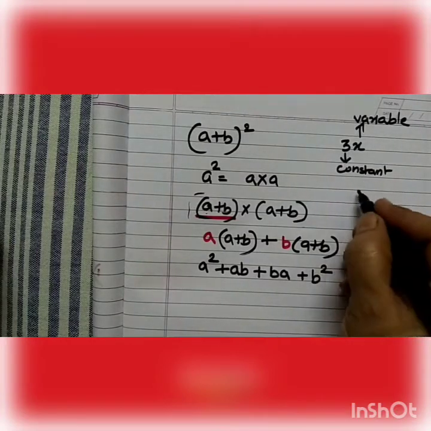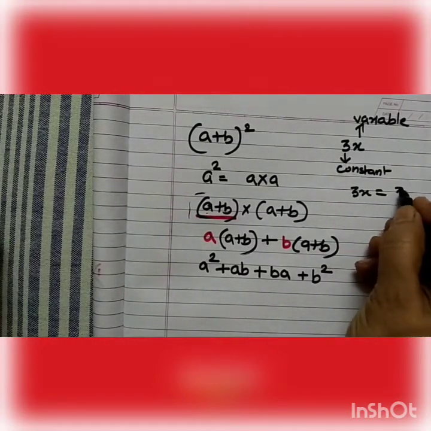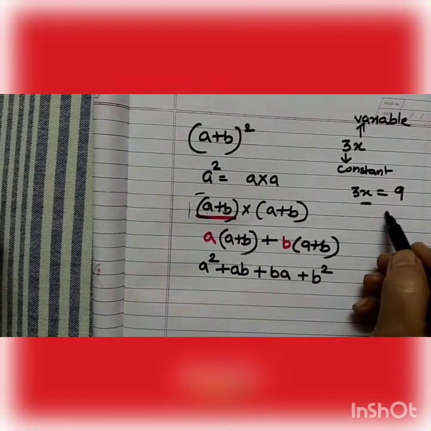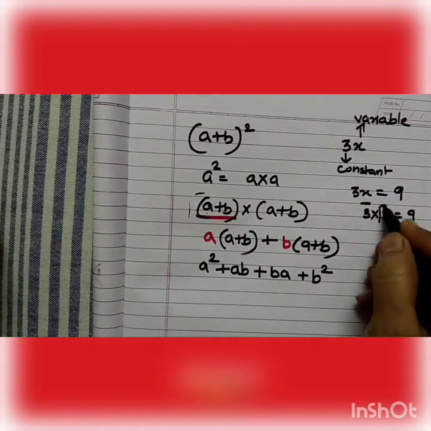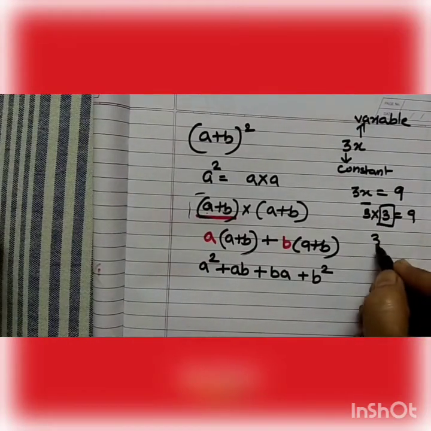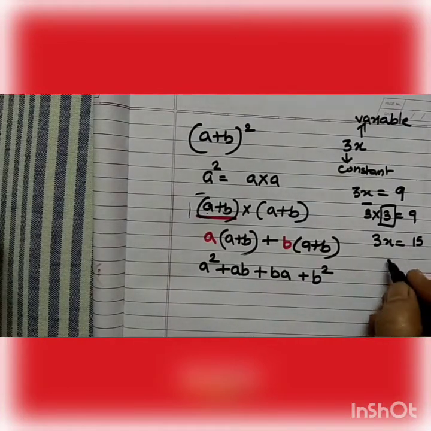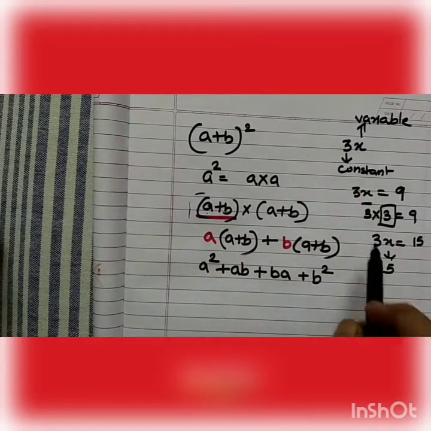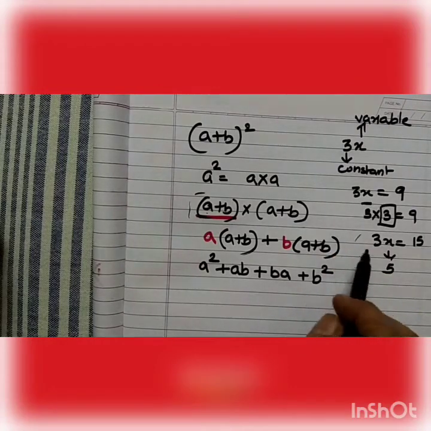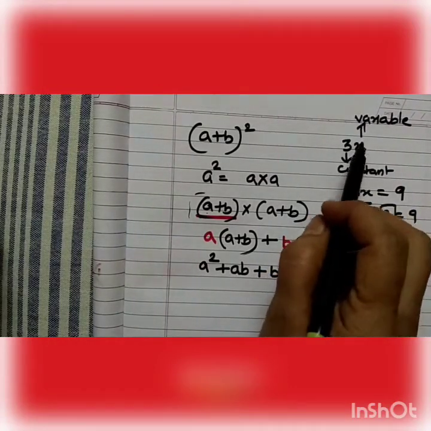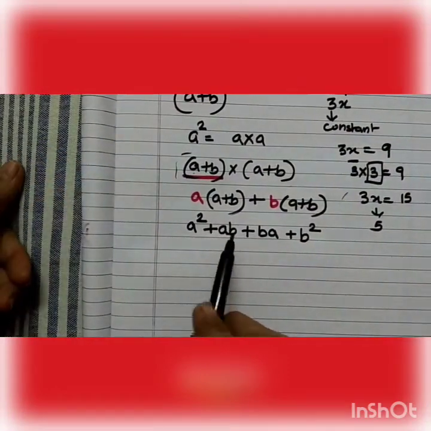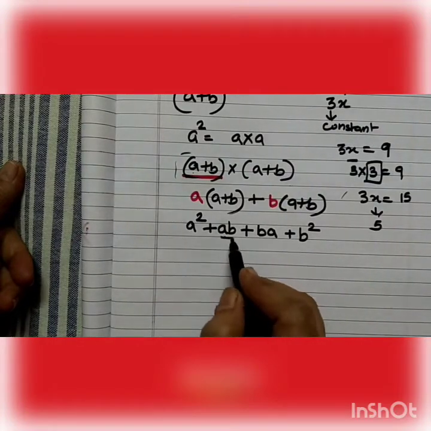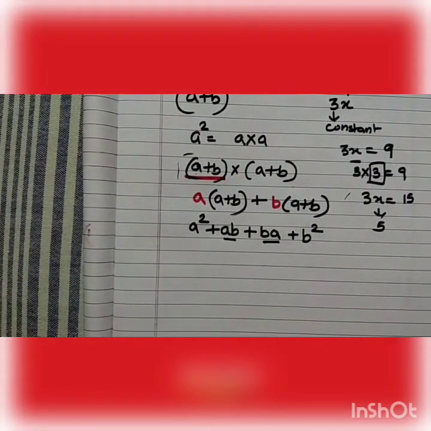When I write 3x is equal to 9, what will be the value of x? 3 into 3 gives me 9, right? So value of x is 3. But if I write 3x is equal to 15, what will be the value of x over here? It is 5. So value of x will keep on changing, but the value of 3 is same. That's why it is known as a constant and the alphabet is known as a variable. So when there are same variables in the terms, like here it is ab and here it is ba, they are same variables, right? ab and ba, a into b and b into a, it is same variable.